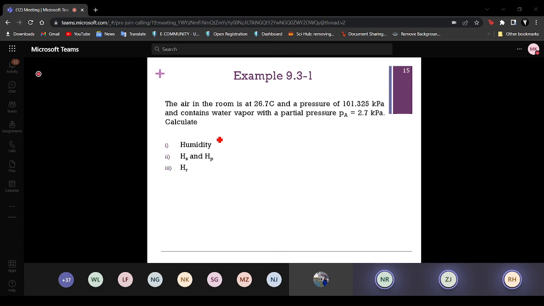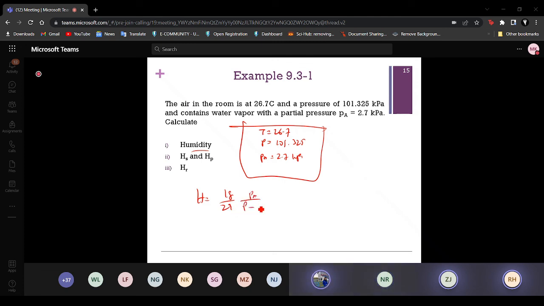How do we calculate humidity? You have a room, let's say this is your room. Okay, in this room the temperature is 26.7, the pressure is 101.325, and the partial pressure is 2.7 kilopascal. So calculate the humidity. Humidity is equal to 18 divided by 29, times partial pressure divided by pressure minus partial pressure. In this case you already have the values. Partial pressure is 2.7, pressure is 101.3 minus 2.7, so you get the humidity.